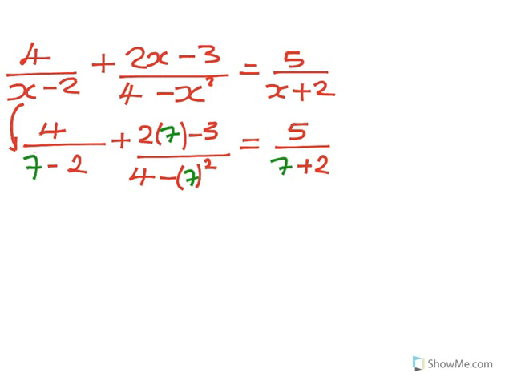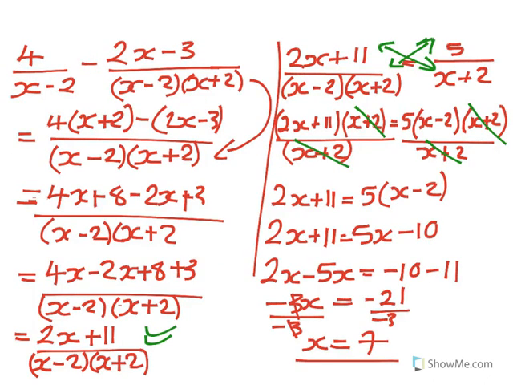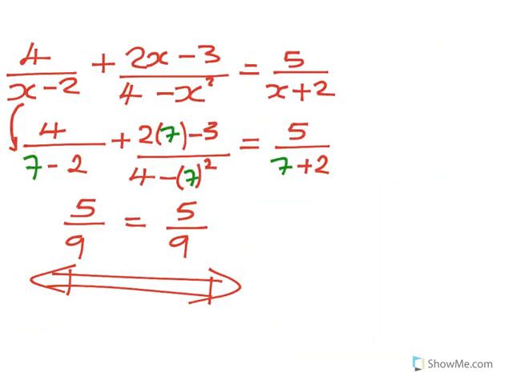Now, when you solve the first one using your calculator, when you solve the left hand side, you're going to get 5 over 9 is equal to 5 over 9. By balancing, it means the answer is correct. So you can now mark this answer correct.